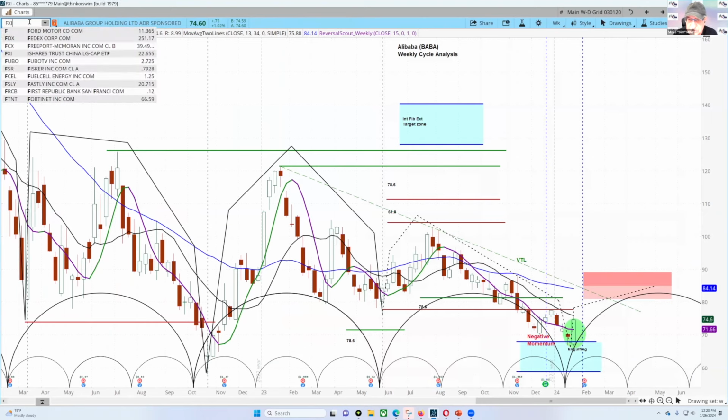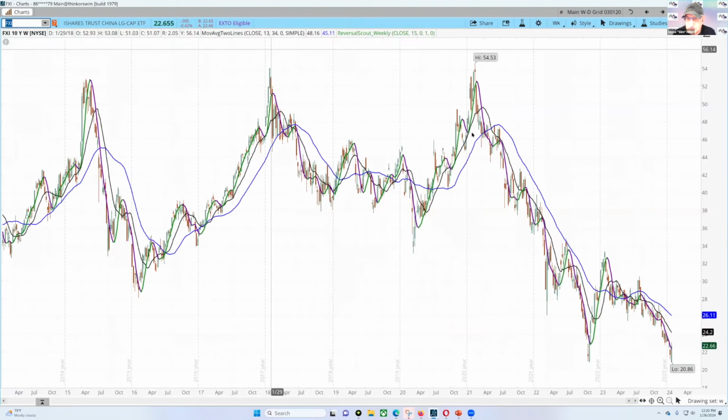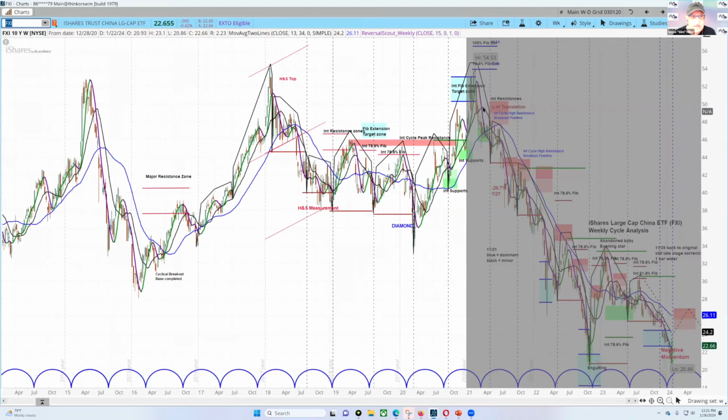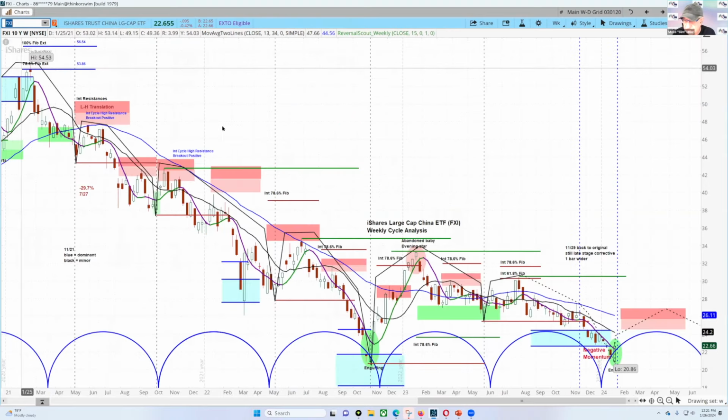I'm going to switch over now to the weekly FXI just so that you could see that the energies in China are changing also. Here's that big decline in China as it comes down from 54 right over here all the way down to 20. So that was about a 60-something percent loss in China. And look at the cyclical patterns and how they line up.